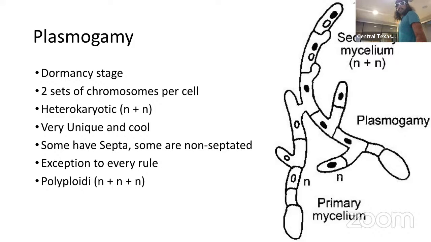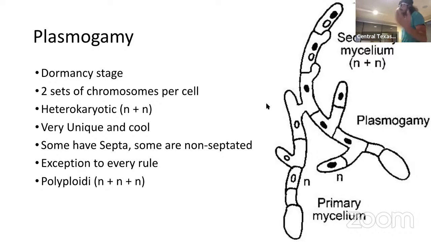And generally, the nuclei are separated cell to cell by what's called septa. You can see here that it's just a way of blocking off, like a filter that separates cells, but not all fungi have septa.